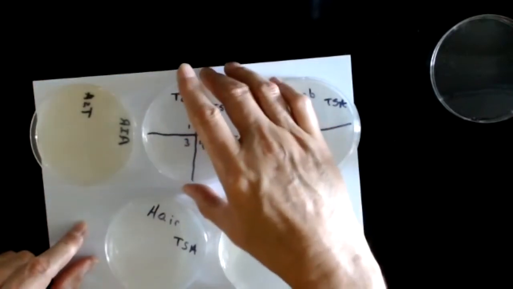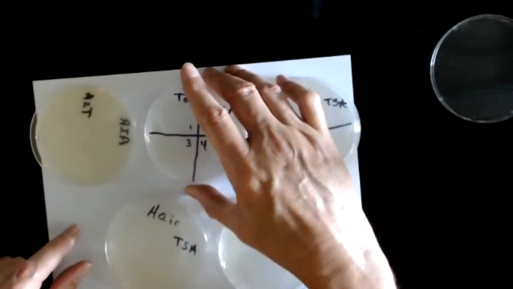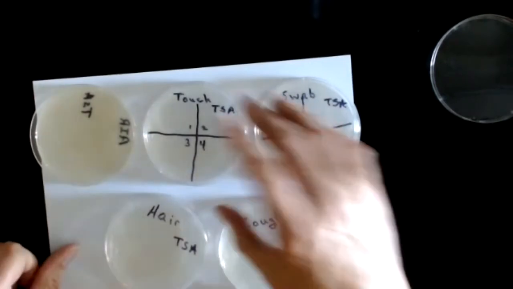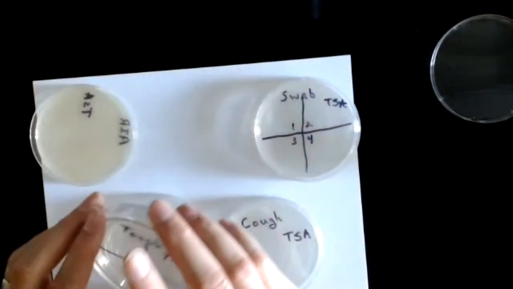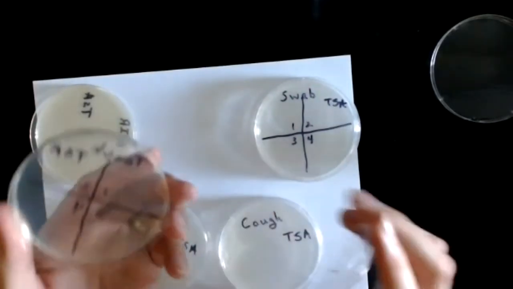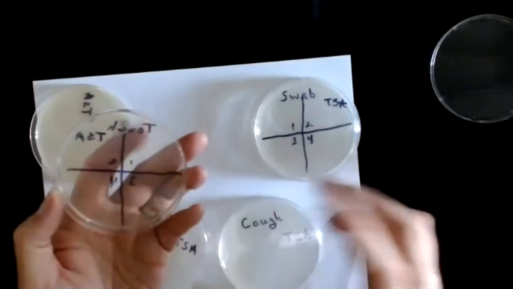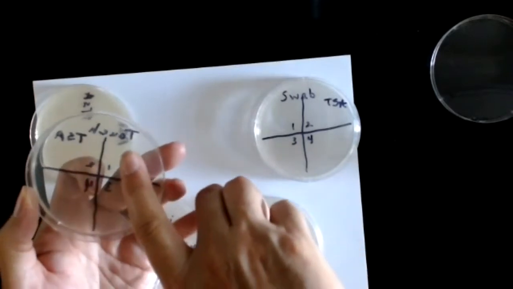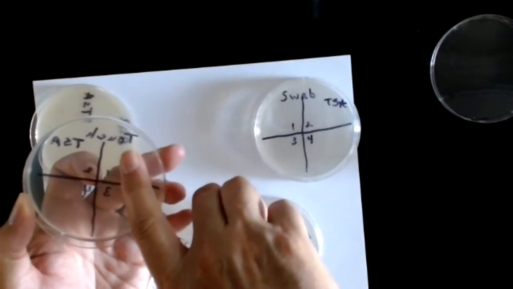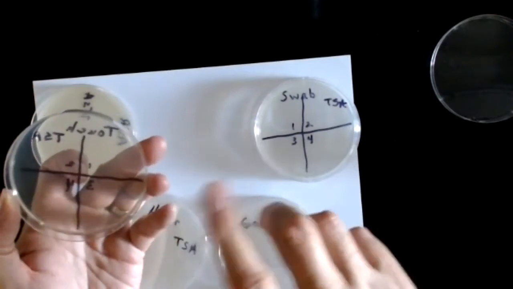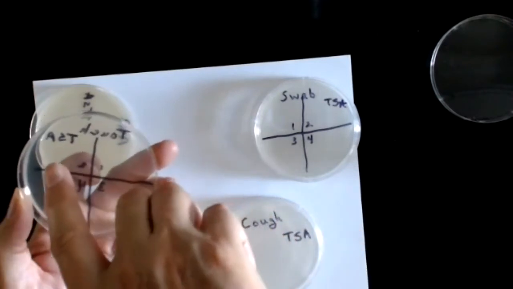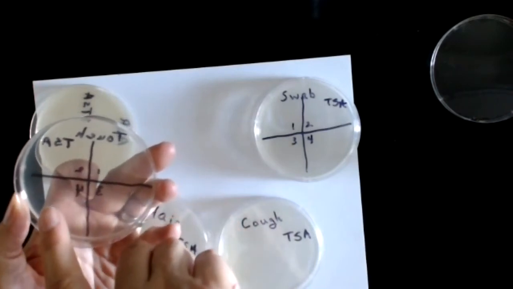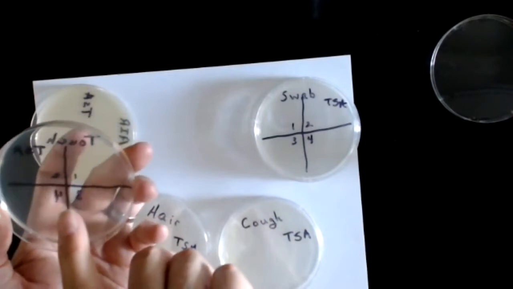The second plate is the touch plate. If there were 4 people in your lab group, as there usually would be, each person would be asked to touch a different section. So the first student would put their fingertip and press in the middle of quadrant 1. Student number 2 would do the same thing in quadrant 2. Student 3 would touch quadrant 3. Student 4 would touch quadrant 4.